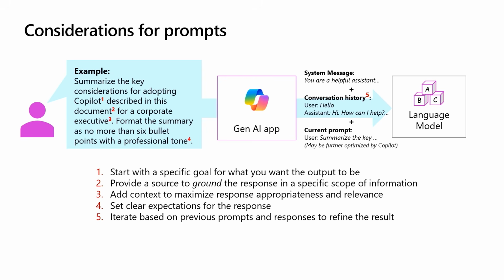Behind the scenes, your prompt isn't sent to the model as is. It's usually augmented with a system message that sets rules for the model, the conversation history to maintain context, and sometimes additional grounding data. The success you have with generative AI depends largely on how well you craft your prompts. This has led to a new discipline called prompt engineering, the art of designing prompts to get the most effective results.